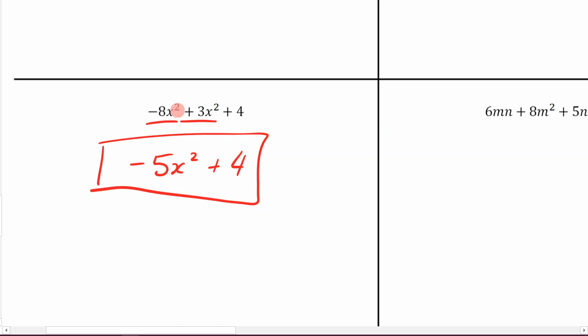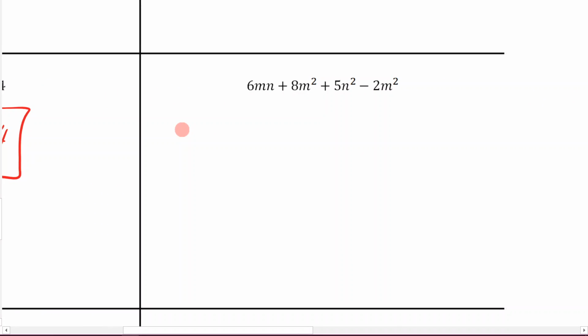So again, I identified my like terms and I combined them together, making sure I'm taking note of those signs. Let's come over here now. Here I have 6mn, and that's the only mn term I have. I have 8m squared. I have minus 2m squared. And you know what? This might be easy if I do use my highlighter.